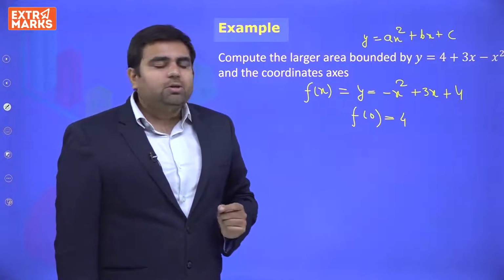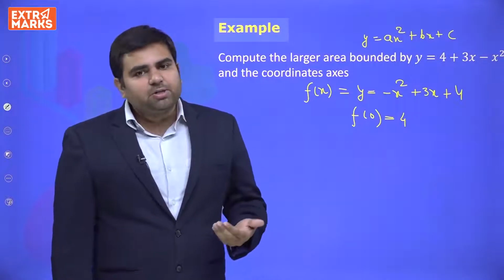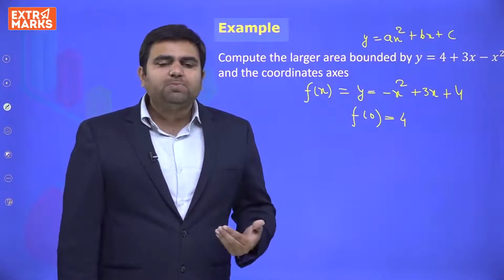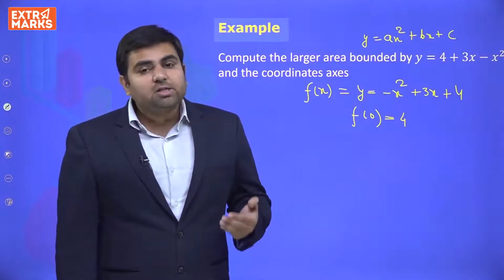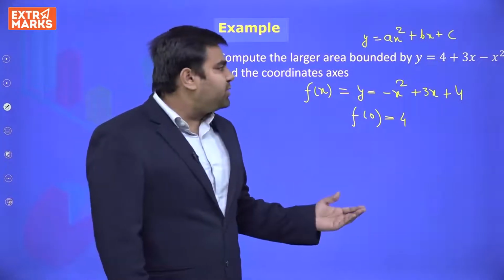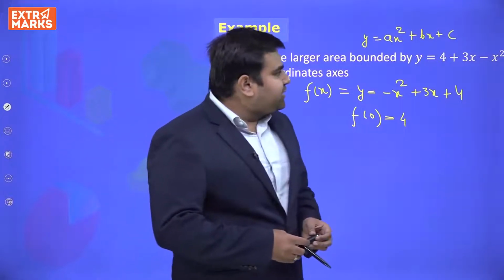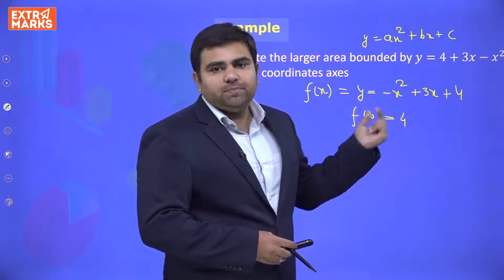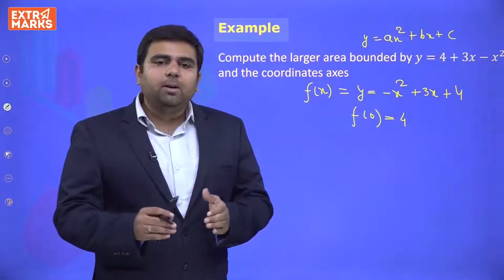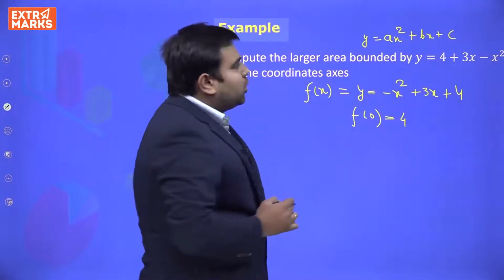The first thing is to know the sign of a. What is the sign of a? Either a is positive or a has to be negative. If a is positive, then the graph is an upward opening parabola. If a is negative, then the graph is a downward opening parabola. In this case, a is -1. So therefore, the graph has to be a downward opening parabola, right?